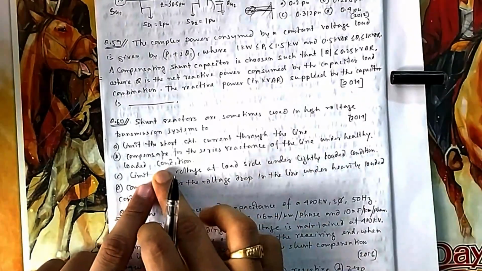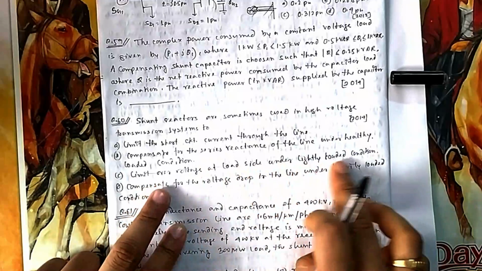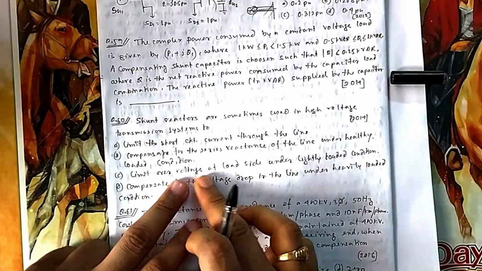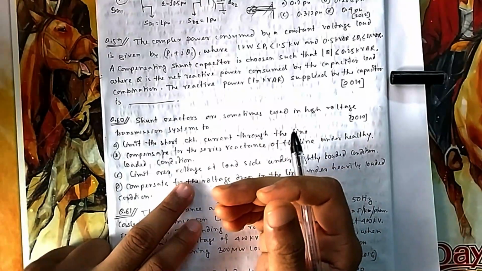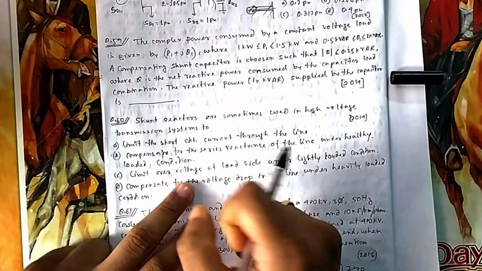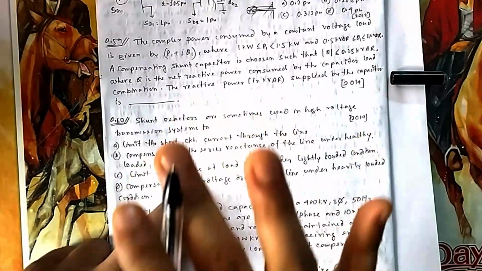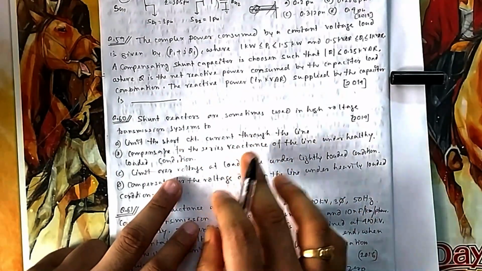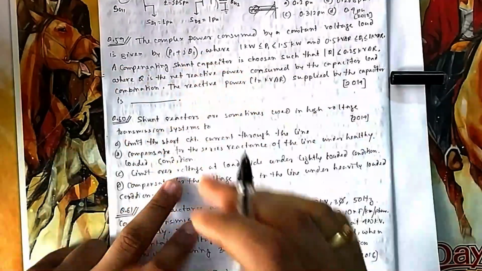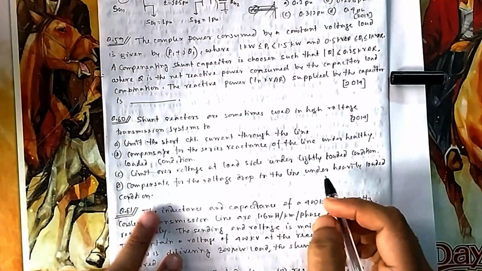When it is lightly loaded, to limit the overvoltage, because in case of light loading the Ferranti effect occurs and the capacitance effect becomes more dominant, which increases the voltage. So to reduce the voltage, or the overvoltage, you use this shunt reactor on the load side, so that it gets reduced. So that is option C.